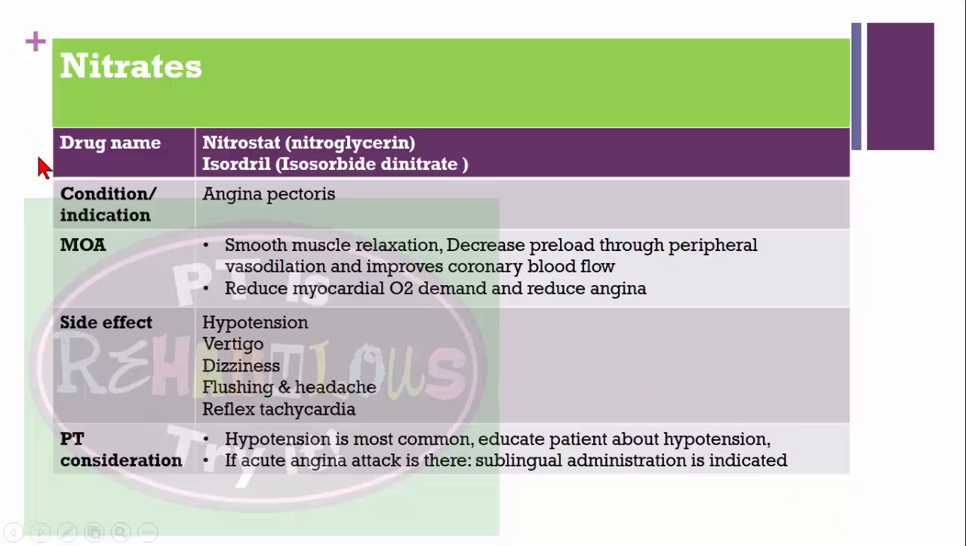Let's have a look at nitrates. What will nitrate do? The first drug name is nitrate, nitroglycerin. This is a brand name. Isordil, isosorbide dinitrate. It is used for angina pectoris. The main mechanism of action is smooth muscle relaxation, which will decrease preload through peripheral vasodilatation and improve coronary blood flow. So there will be a reduction in myocardial oxygen demand and reduced anginal pain.